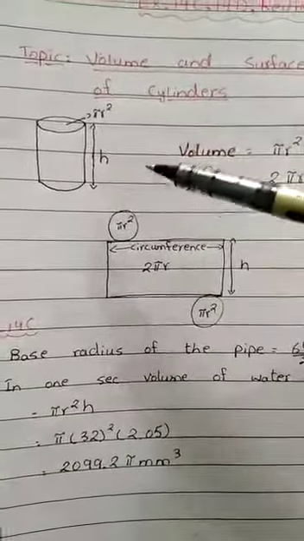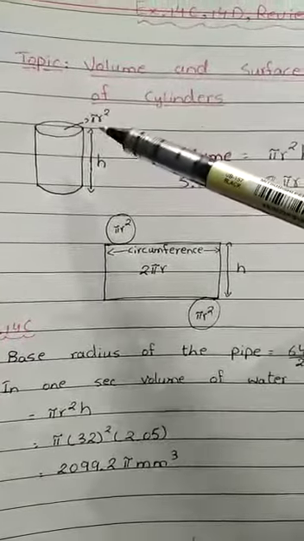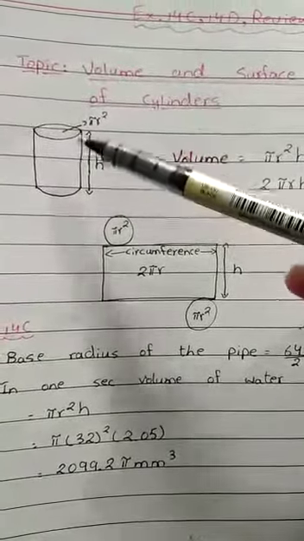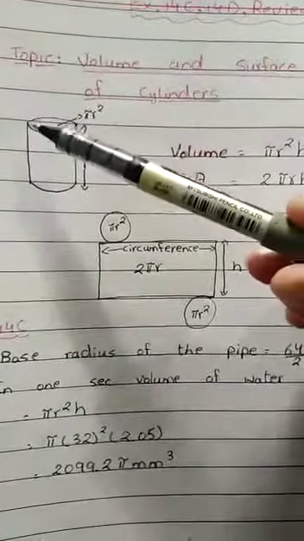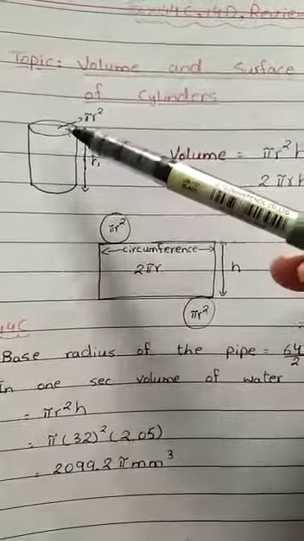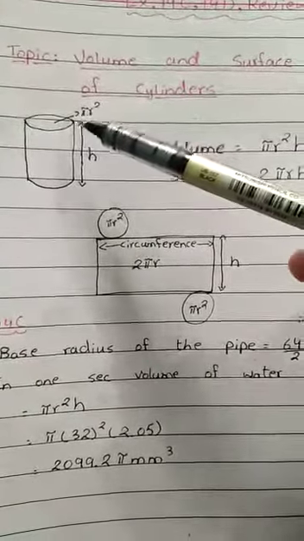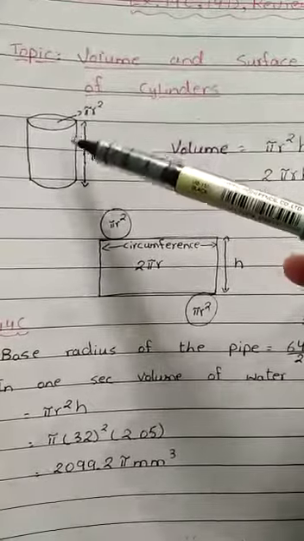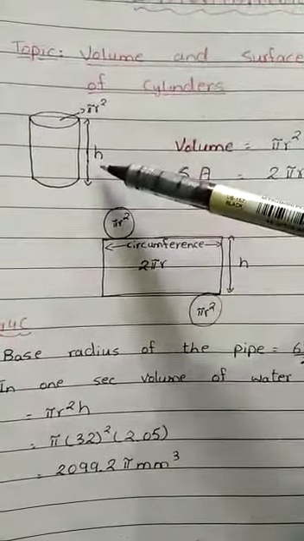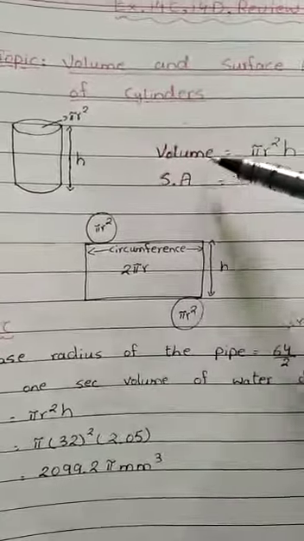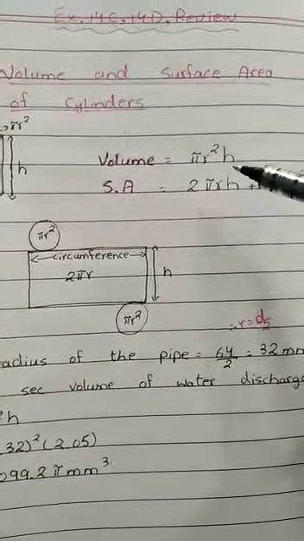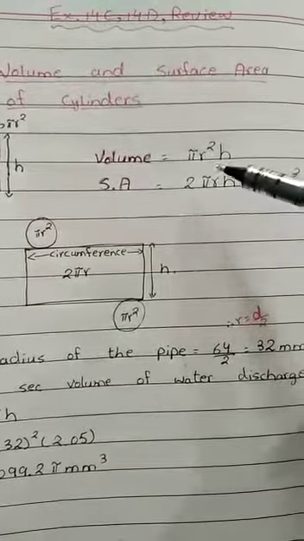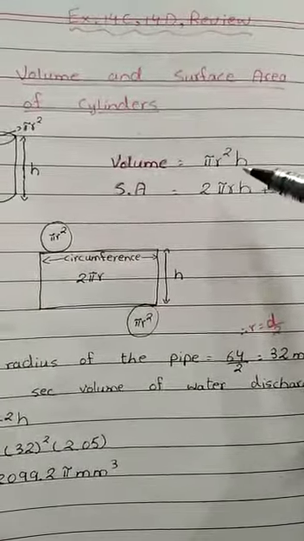Suppose you have a number of coins, and when you put the coins on each other, you get a shape like this. So you get two things. First is a circle, and we know the area of a circle is pi r square. After putting the coins on each other we get another factor, which is called height. So volume is equal to circle and a height. Volume is equal to pi r square h. This is the formula of a cylinder. By using this formula, you can find out the volume of a cylinder.